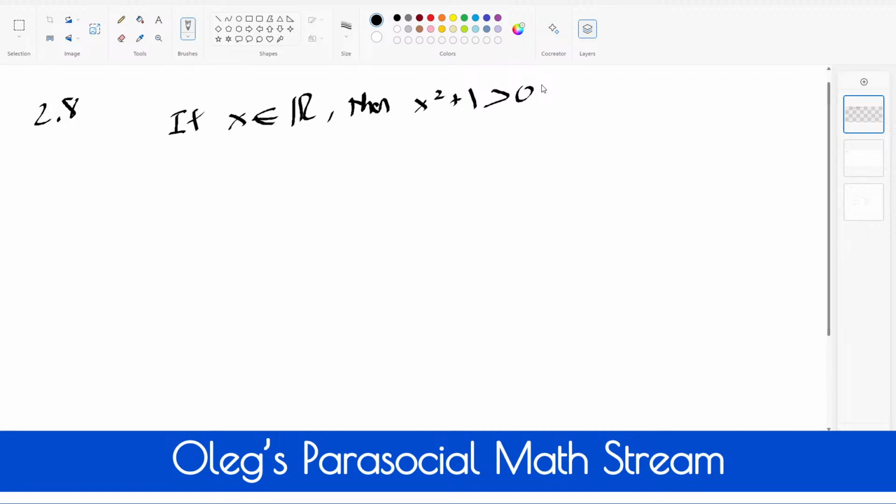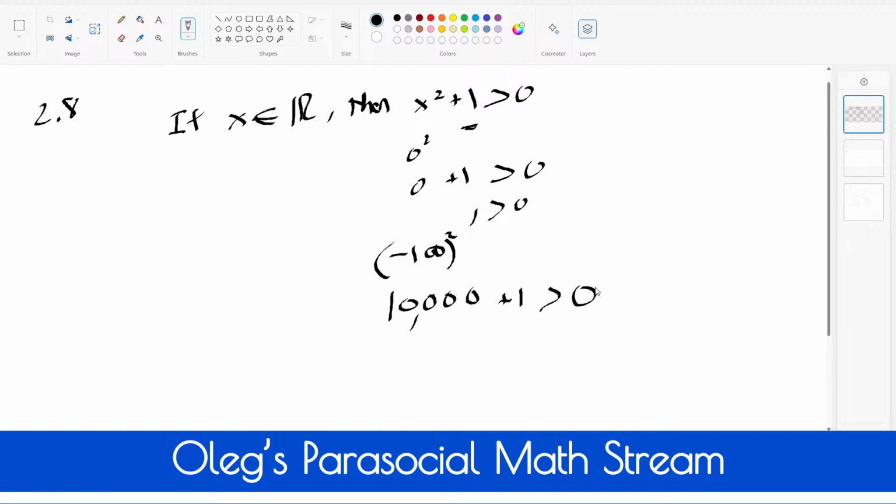Very straightforward. And the reason why they put the plus 1 is because if you put 0 in here, which gives you 0, now you have plus 1, which is still greater than 0, because 1 is greater than 0. And that's the closest you're ever going to get. The lowest possible number in this equation is not a negative number, it's 0. Let's say you could say negative 100, right? You square that, you're going to get 10,000. 4 zeros, yeah. There we go, 10,000 plus 1 is greater than 0. So yeah, that is very true.